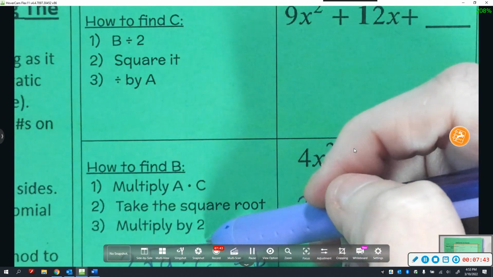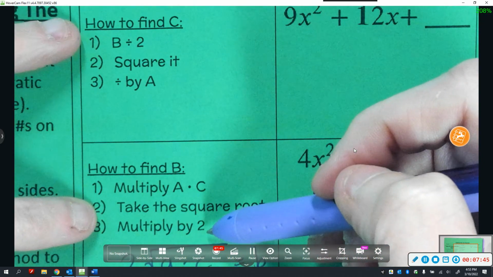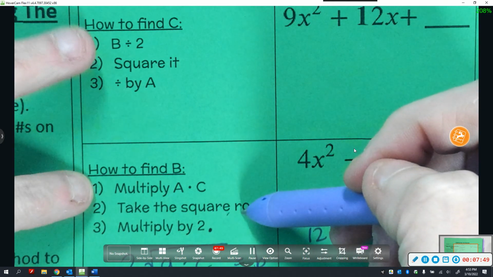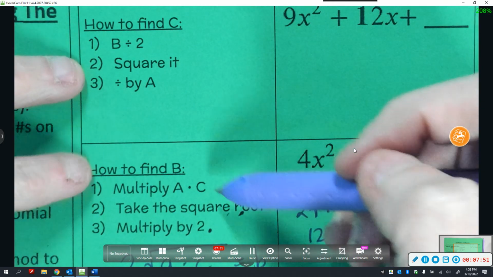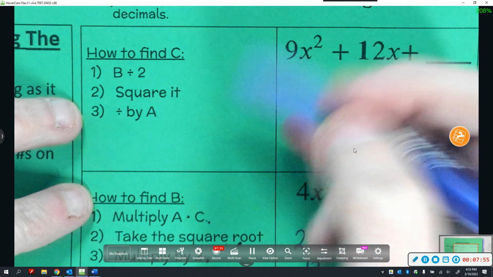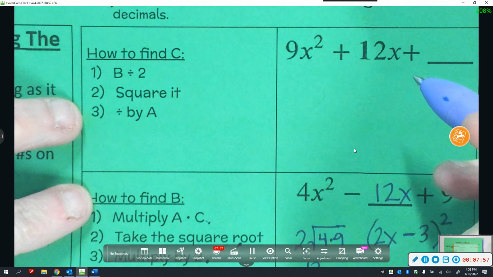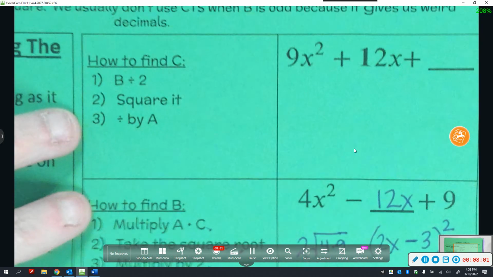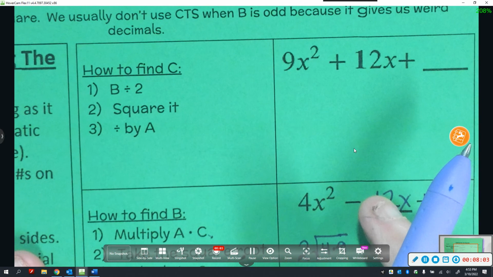Now, to find c, literally all we're doing is doing this backwards. Instead of multiplying by 2, we're going to start by dividing by 2. Instead of taking the square root, we're going to do the opposite, which is squaring it. Instead of multiplying by a, we're going to divide by a. And I'm just going to tell y'all right now, I had a whole bunch of people today who were like, but what? You're just going to have to memorize it. We memorize processes all the time. This is a process you're going to have to memorize, okay?